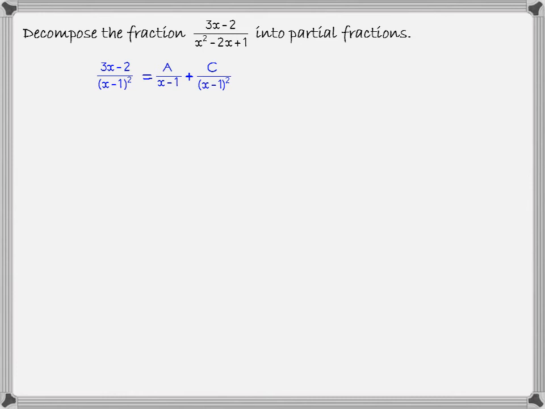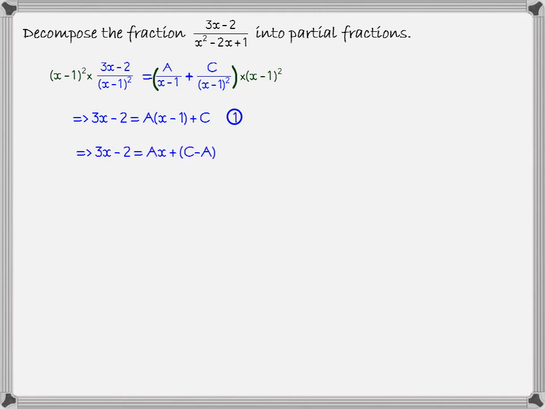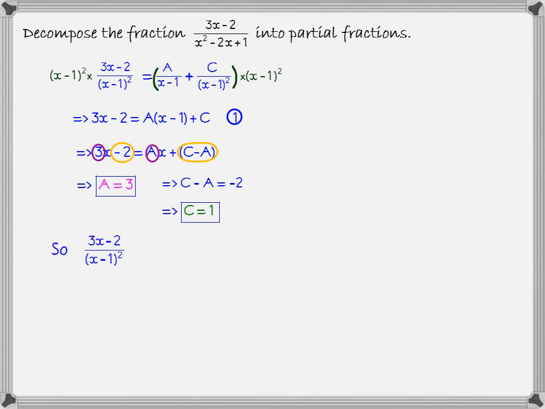If I now continue to multiply my equation on both sides by x minus 1 squared and simplify, the left-hand side is 3x minus 2 and the right-hand side is a(x minus 1) plus c. If I simplify my equation on the right-hand side, it will give me that 3x minus 2 is equal to ax plus c minus a. Comparing the coefficients of x, I see that a is equal to 3, and comparing the constants gives me that c minus a is equal to negative 2, but remembering that a is already equal to 3, I can calculate that c is equal to 1.